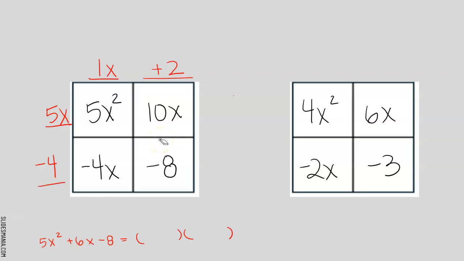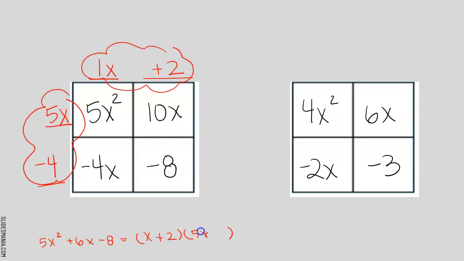So my expanded form is the inside. The outside is my factored form. So 1x plus 2 and 5x minus 4.